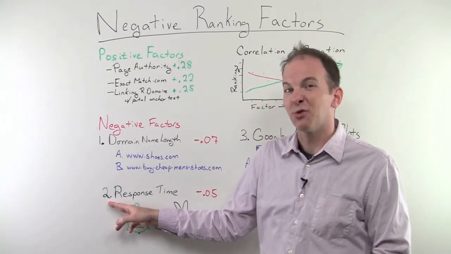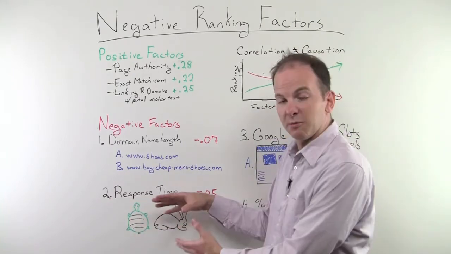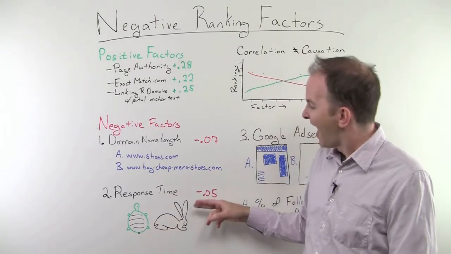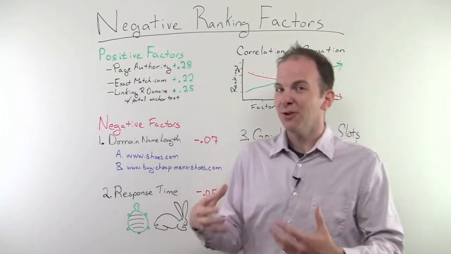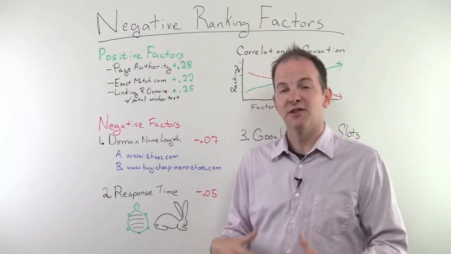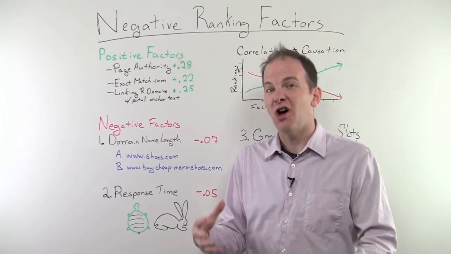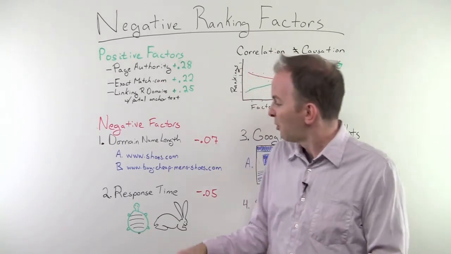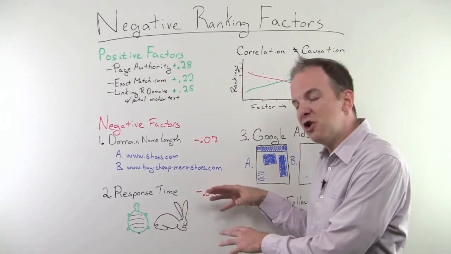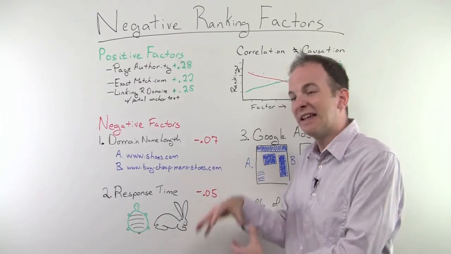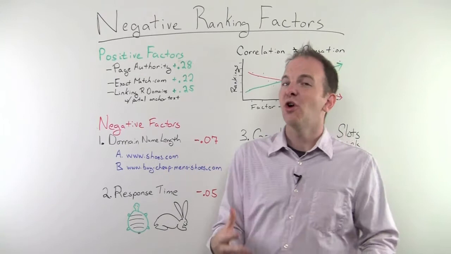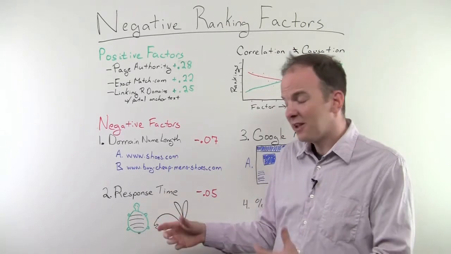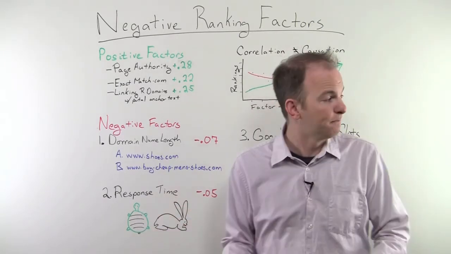Kind of a controversial one here, response time. We love drawing small pictures of animals here on Whiteboard Friday, so here's our tortoise and our hare, 0.05. Now, we don't really know what this is. There's a lot of debate in the SEO world about whether slower web pages and slower servers cause lower rankings. We don't really have a lot of data on that, and we don't have a definite answer. But what we can see from the correlation, which isn't a huge correlation, is that these pages tend to rank a little lower than others. And we know that faster websites, faster response times, present a better user experience. So if you have a slow site, it's definitely worth looking into.